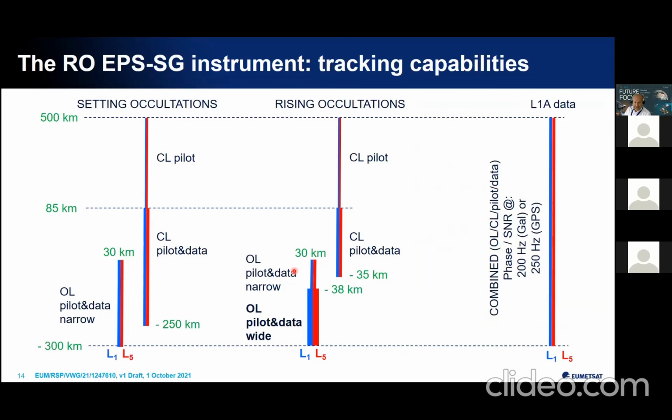Anyway, at the end of the story, for each measurement epoch, we can combine open loop and closed loop, pilot and data components together, to have time series of phase and signal to noise ratios for each frequency, which are sampled at 200 Hz for the Galileo signals and 250 Hz for the GPS ones. These are the low-level measurements, which are stored in our product in the level 1A subgroup.